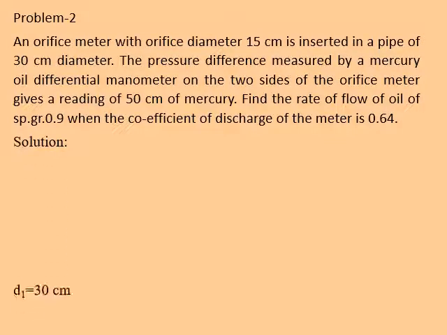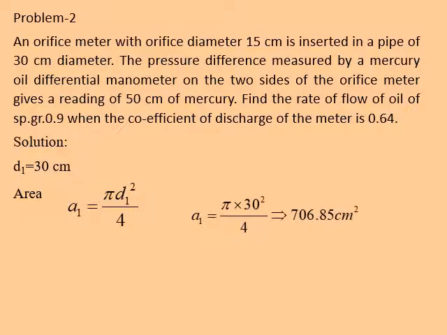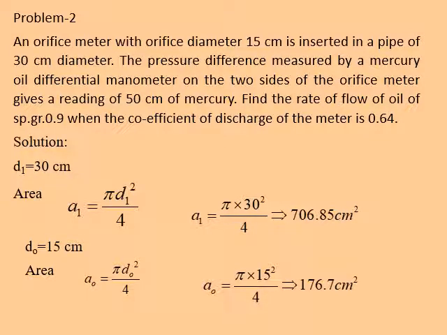The solution is like that. The diameter at section 1 is 30 centimeter. So now find out the area at section 1 by using the formula area is equal to pi d square by 4, and that area at section 1 is equal to 706.85 centimeter square. The orifice diameter is 15 centimeter. So now find out the area at the orifice. That is equal to 176.7 centimeter square.